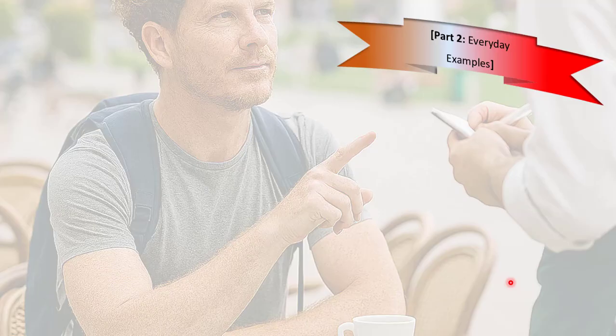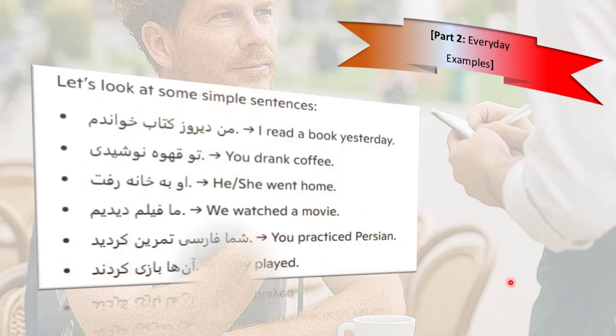I want to talk about some examples for you. Let's look at some simple sentences. من دیروز کتاب خواندم. I read a book yesterday. تو قهوه نوشیدی. In the past, you drank coffee. او به خانه رفت. He or she went home. ما فیلم دیدیم. We watched a movie. شما فارسی تمرین کردید. You practiced Persian. آنها بازی کردند. They played. You can write some examples and write them in the comments for me. I will check them for you.